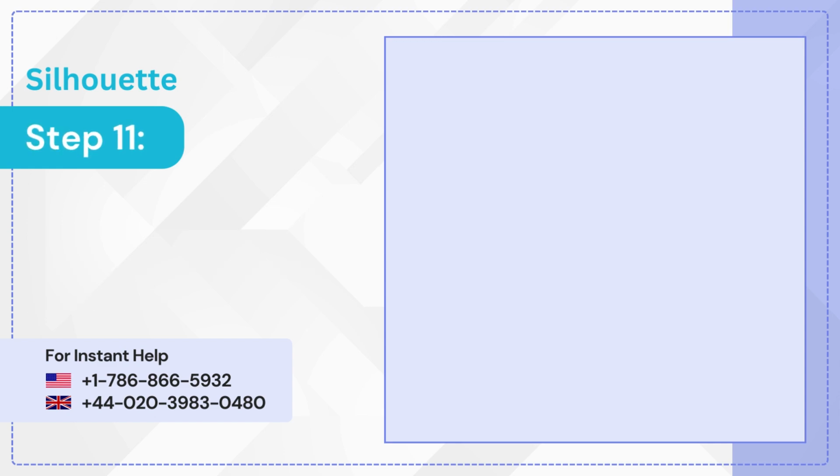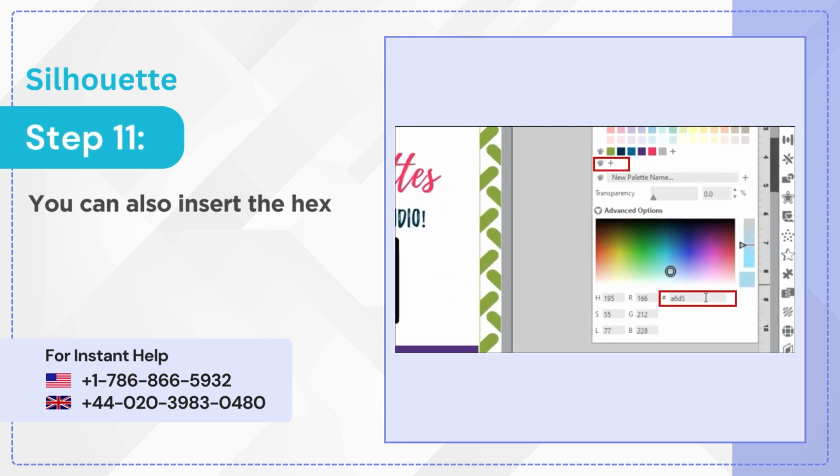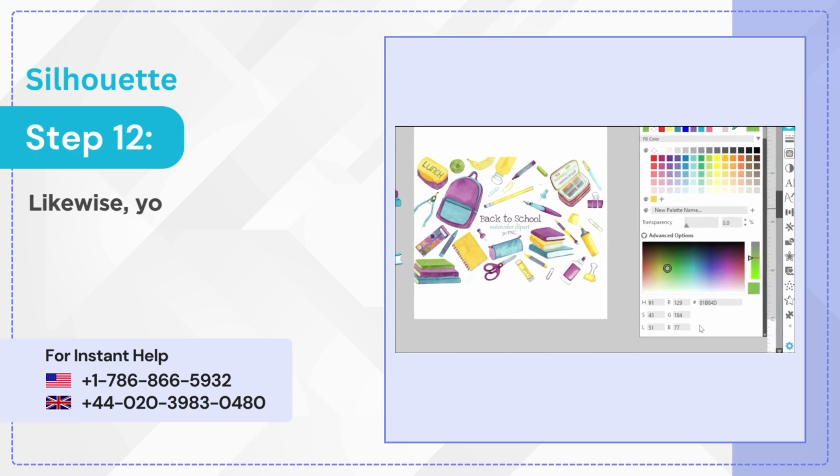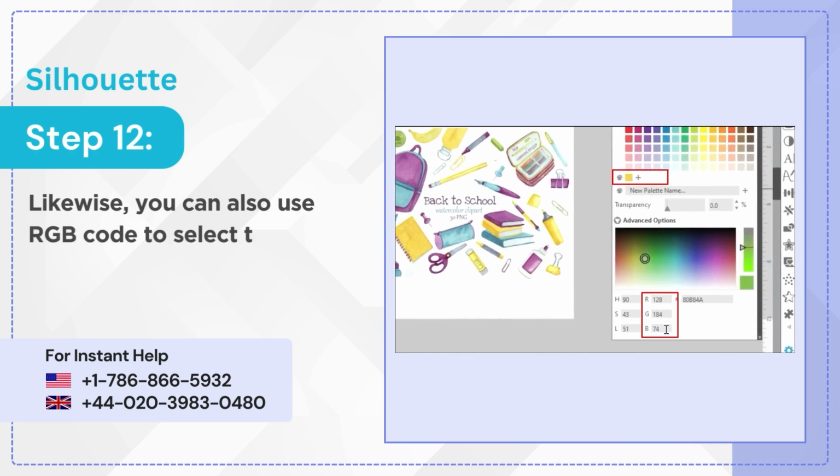Step 11. You can also insert the hex code of the color in the hashtag field and click the plus icon in the palette. Step 12. Likewise, you can also use RGB code to select the color from Advanced Options and add it to the palette.